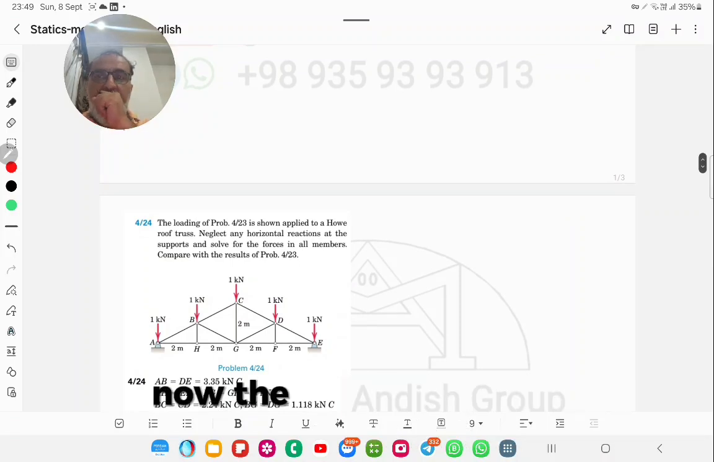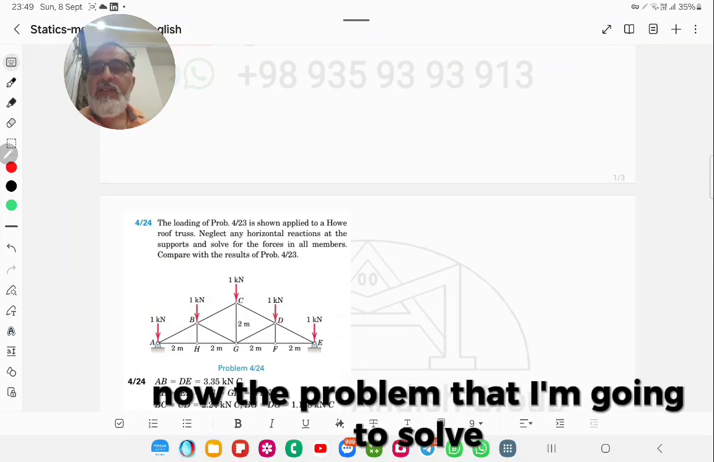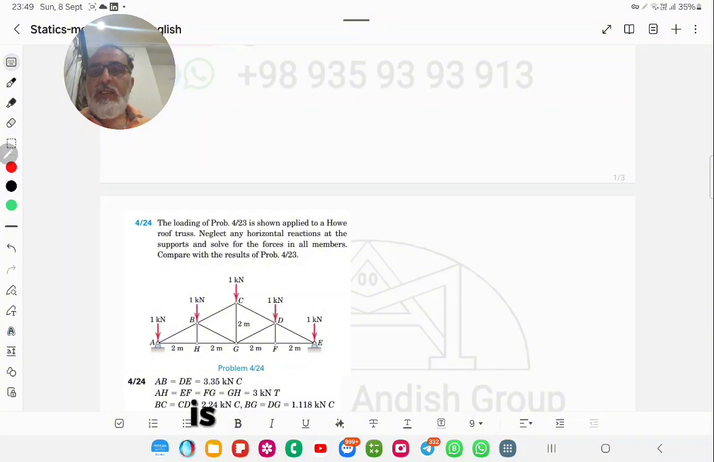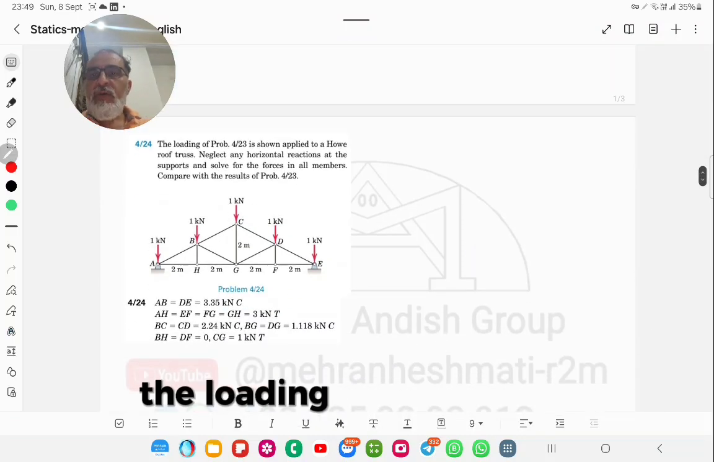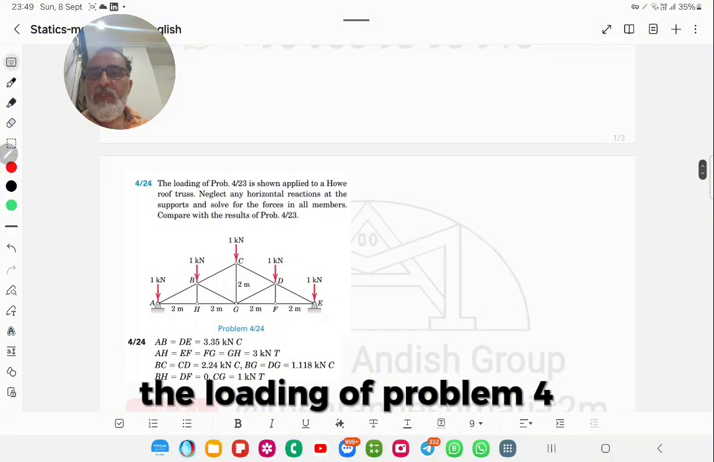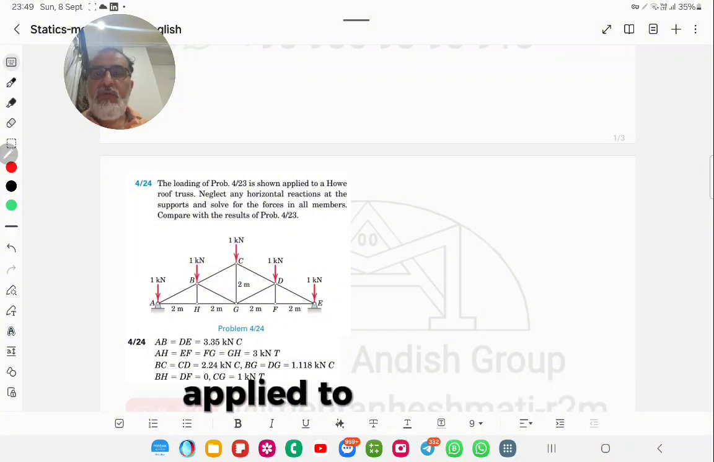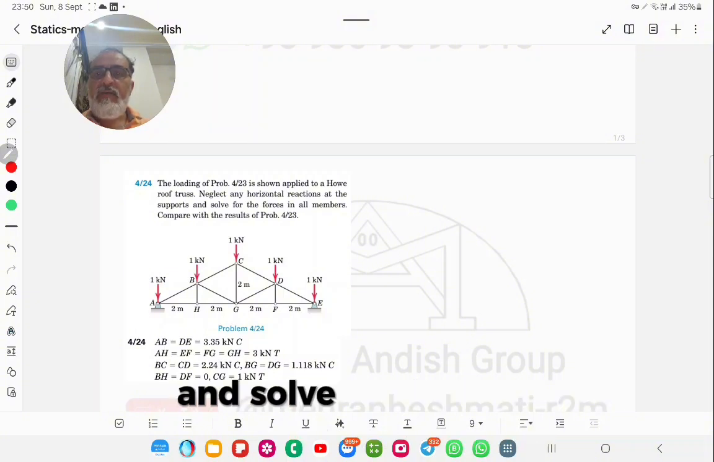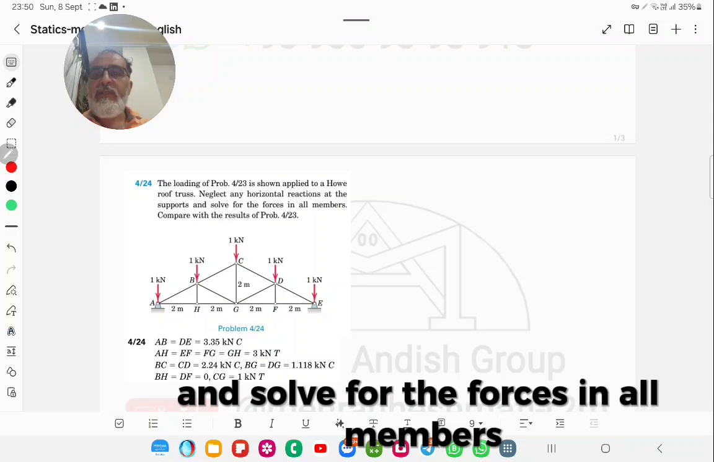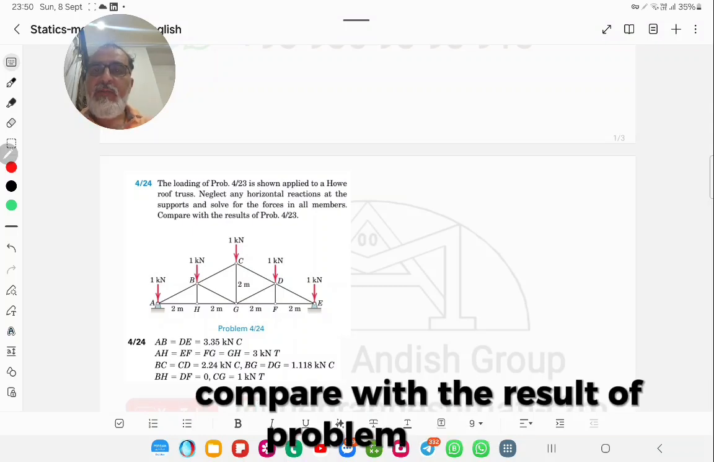Now, the problem that I'm going to solve is number 24 of chapter 4. The loading of problem 4/23 is shown applied to a whole roof truss. Neglect any horizontal reactions at the supports and solve for the forces in all members. Compare with the result of problem 4/23.